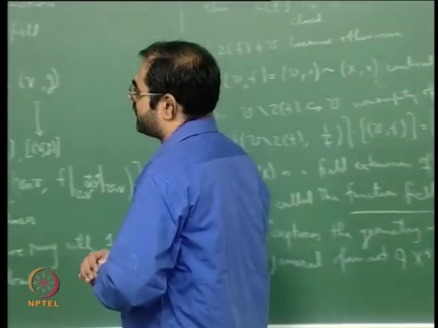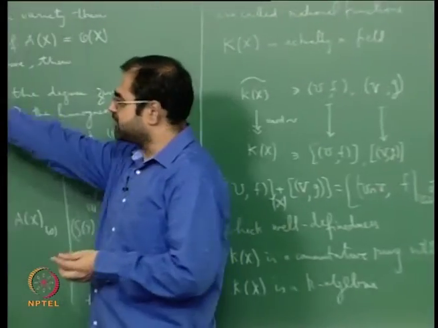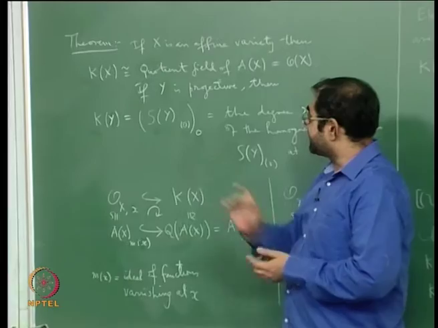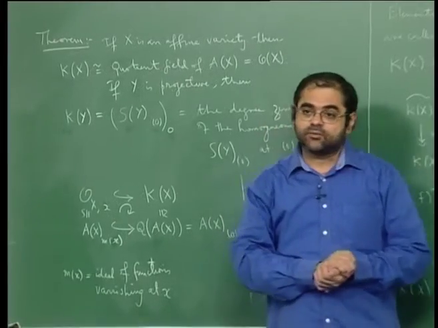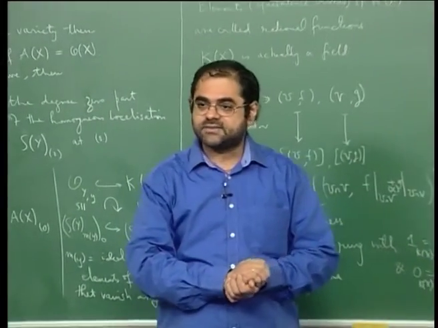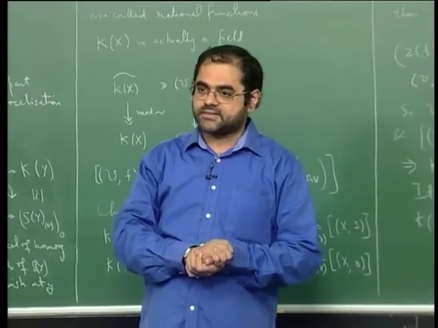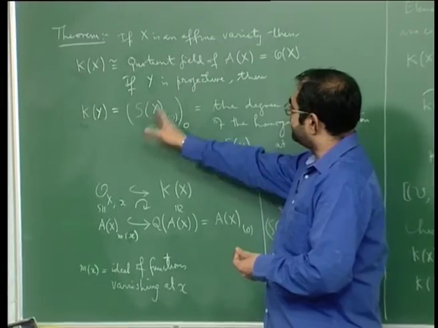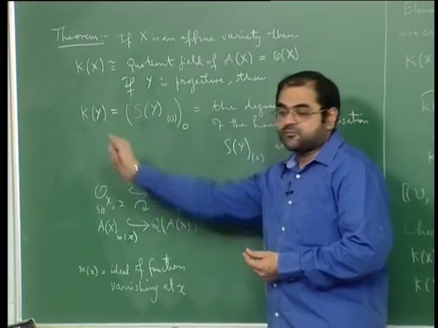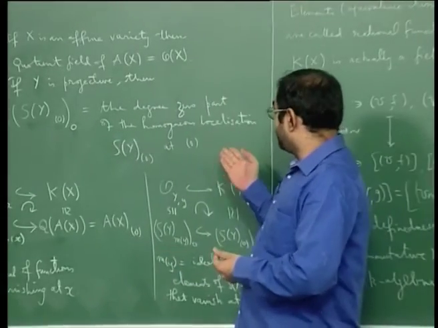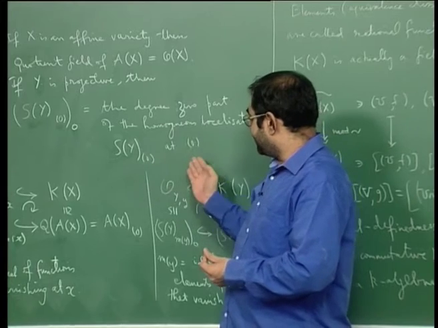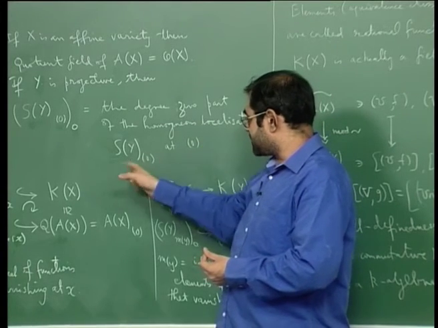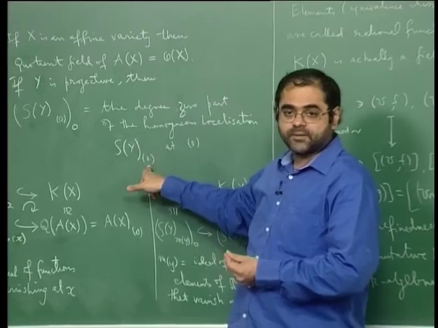Let's continue with what we were doing in the previous lecture. I am trying to prove this theorem that if X is an affine variety, then the function field of X is just the quotient field of the affine coordinate ring of X, which is the same as the ring of regular functions on X, and if Y is a projective variety, then the function field of Y is actually the degree 0 part of the homogeneous localization at 0.